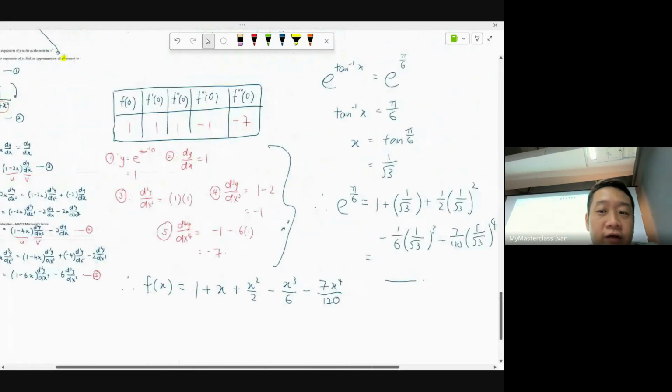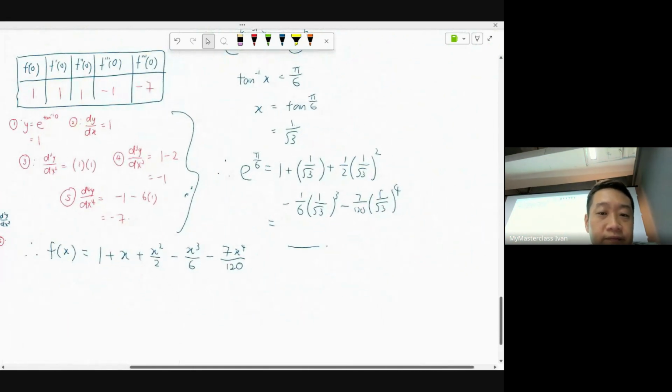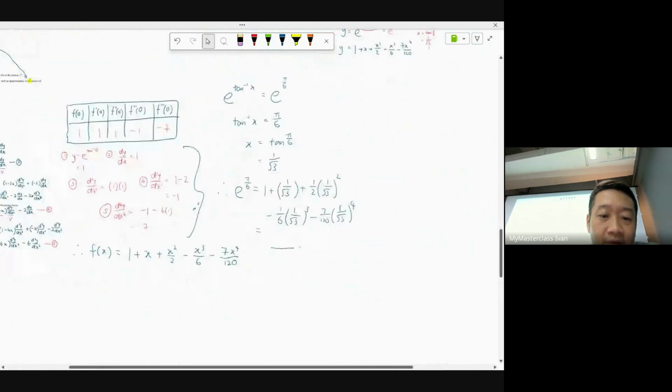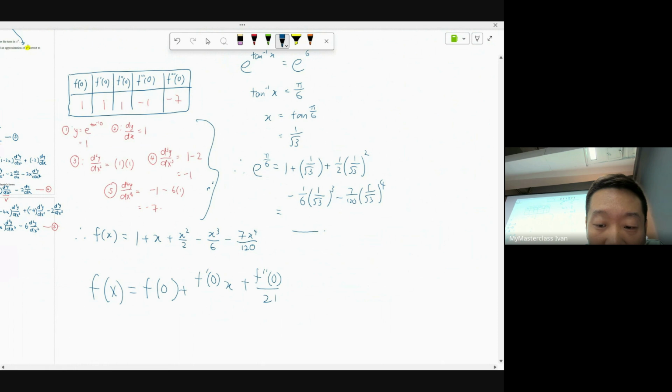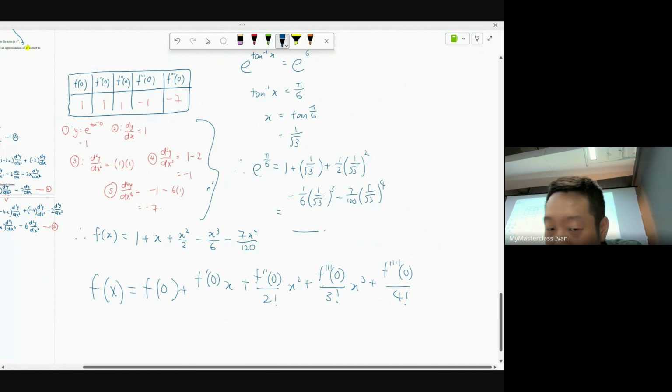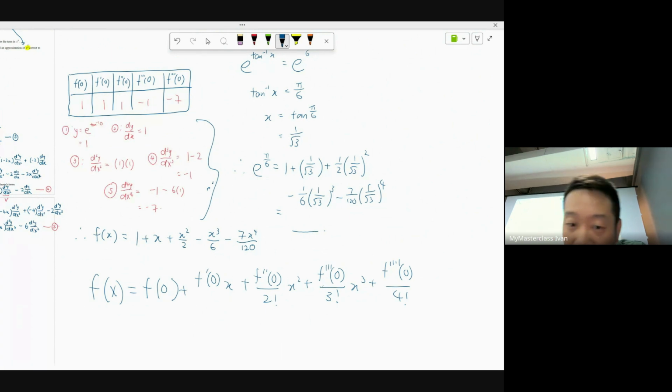Then apply the Maclaurin theorem. I'm just going to write here f(x) equals f(0) plus f prime 0 x plus f double prime 0 over 2 factorial x squared plus f triple prime 0 over 3 factorial x cubed plus f fourth derivative 0 over 4 factorial. It's 4 factorial, not 5 factorial. It should not be 1 over 120, right? 4 factorial is 24, so 7 over 24.